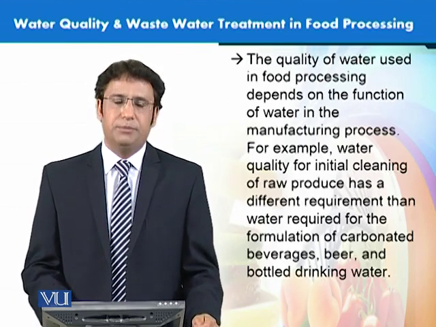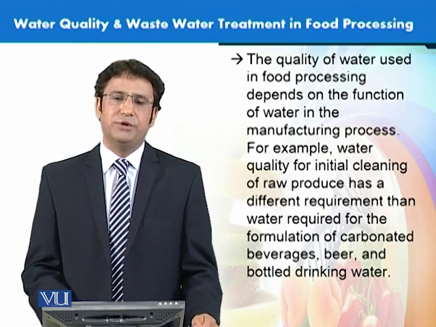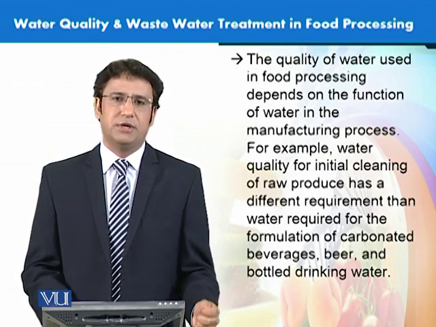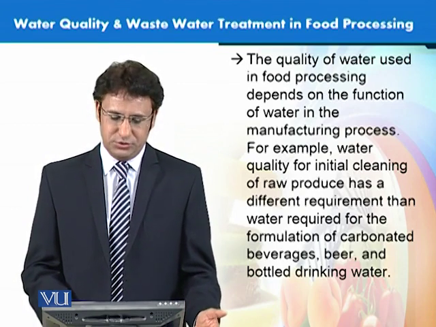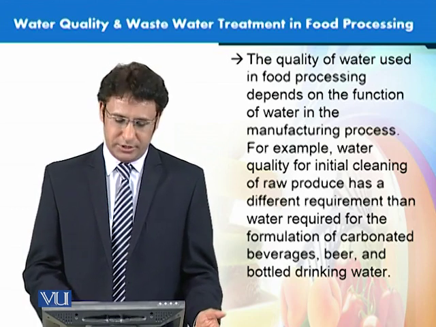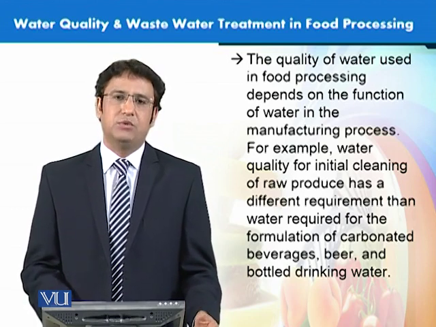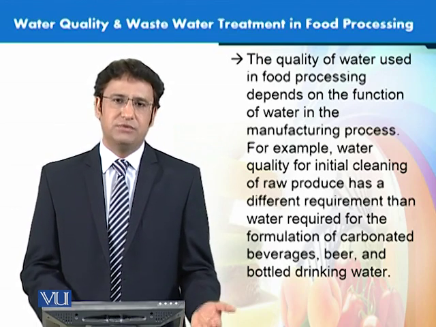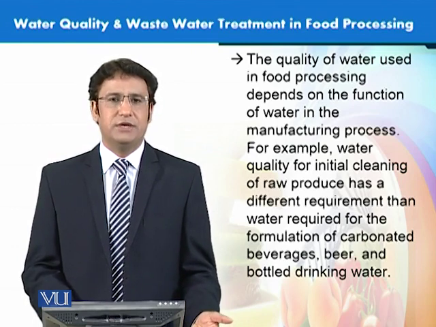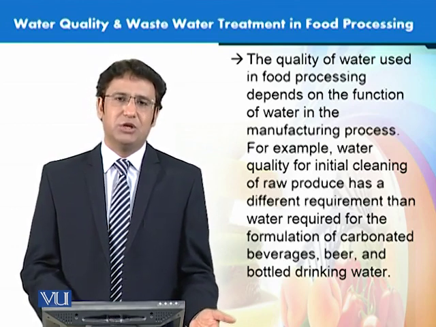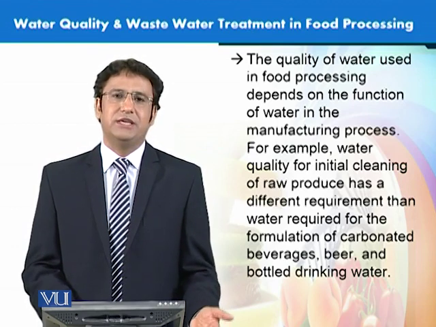If we talk about what the quality of water in a processing plant should be, the answer is that it depends upon the function that we want to achieve from the use of water in a processing plant. For example, the quality of water used for washing incoming raw material can be different, comparatively lower, than for another product.